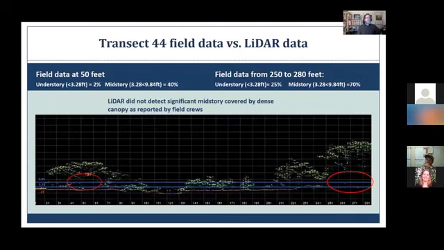Here's just that example I mentioned of the mid-story canopy. Look at the ovals. You can see the LiDAR is not showing much mid-story canopy, whereas on the left at the 50-foot station, field data suggested there was a 40% mid-story canopy. And then towards the left, between 250 to 280 feet, mid-story canopy estimated in the field was 70%. And as you can see from the LiDAR data, we're picking up almost no mid-story canopy. This suggests that the light penetration was being affected by the taller canopy and the density of that canopy.